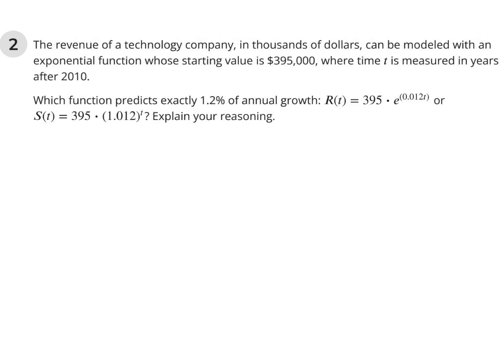Okay, let's look at this question. The revenue of a technology company in thousands of dollars can be modeled with an exponential function where t is measured in years. Okay, that's important to know. After 2010 is our initial amount. Which function predicts exactly 1.2% annual growth? Now, what you can do is do e to the 0.012, and that will give you second ln, and then 0.012.